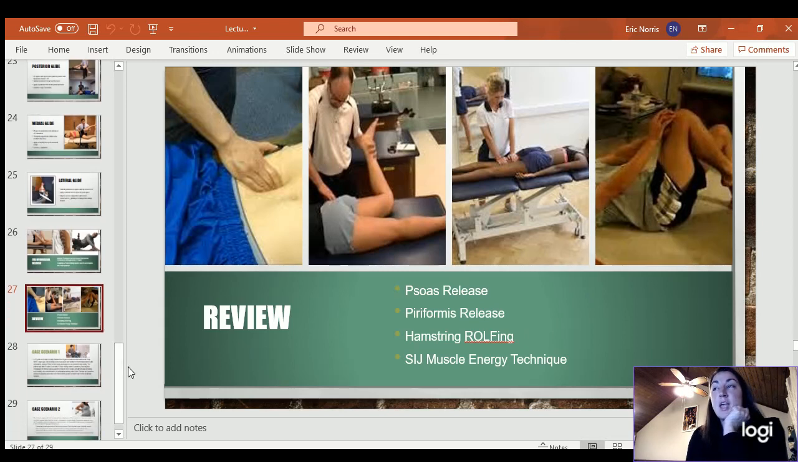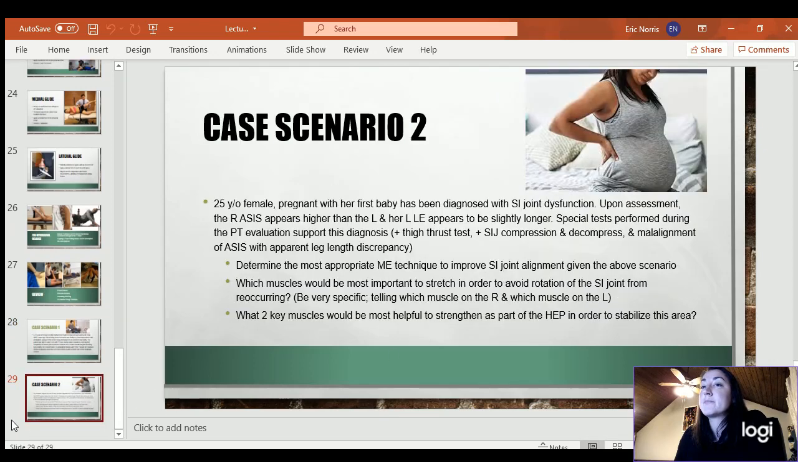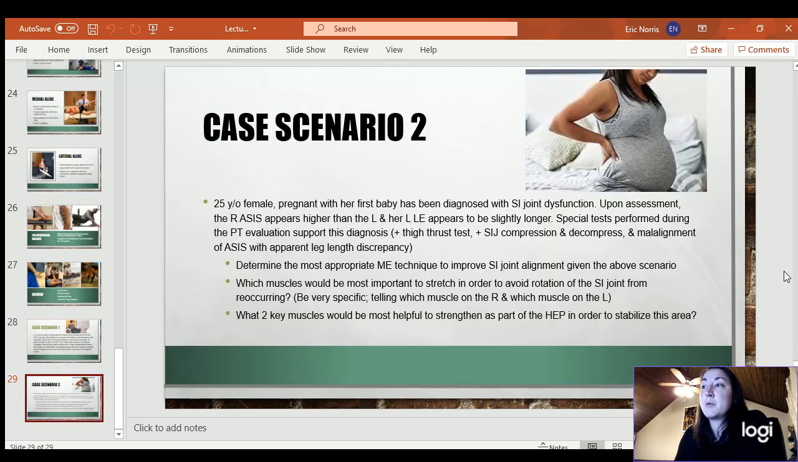And we will go over our case studies in lab as well. So here is our first case study. If you want to pause it and look over it before lab, of course, you're always welcome to. And our second, right here. So we had in the first one a female who fractured her hip, and now a pregnant female with SI joint dysfunction. So we'll go over those in lab.